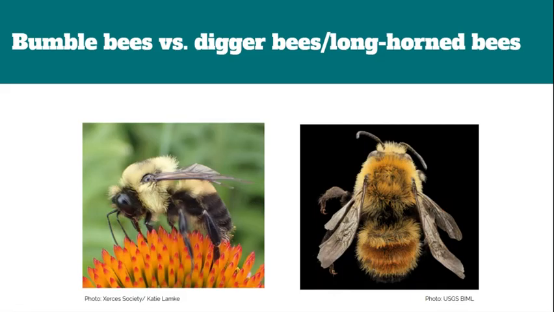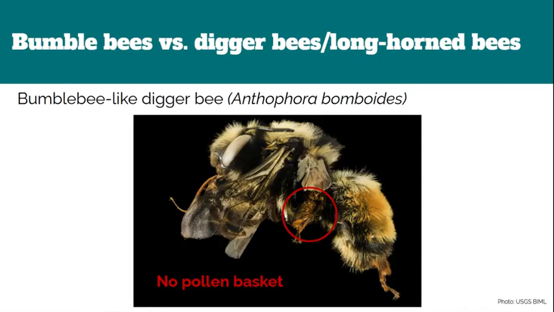Finally, let's take a look at some native solitary bees. Bumblebees are not the only native bees that are large and fuzzy. There are quite a few species known as digger bees or longhorn bees that are also large and fuzzy. Key characteristic to look for with this group of solitary bees is how they carry their pollen.